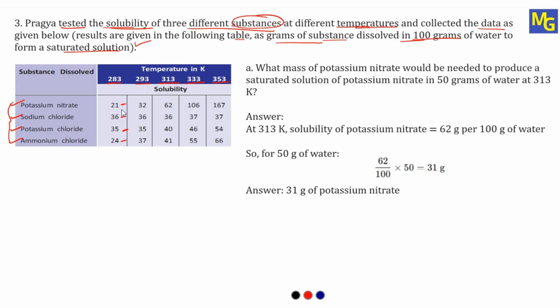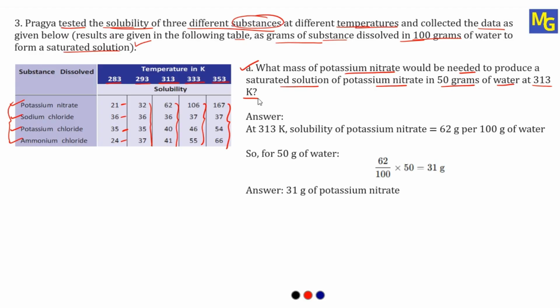So remember this. Now similarly for 293 Kelvin, these are the readings. For 313, these are the readings. For 333, these are the readings. And for the last, 353, these are the readings. So this is the data which is given. Now based on this table, we have to answer the questions. Question A: what mass of potassium nitrate would be needed to produce a saturated solution of potassium nitrate in 50 grams of water at 313 K?